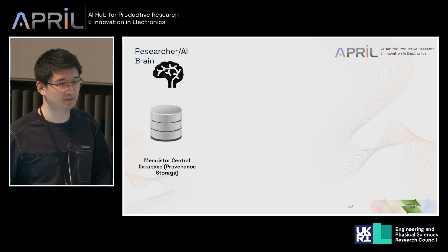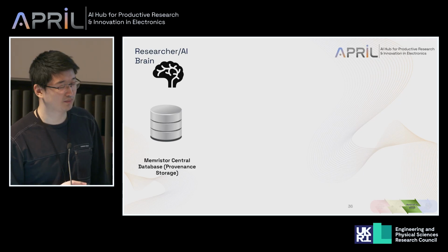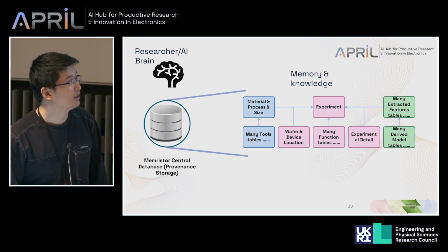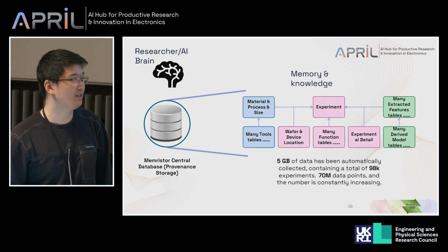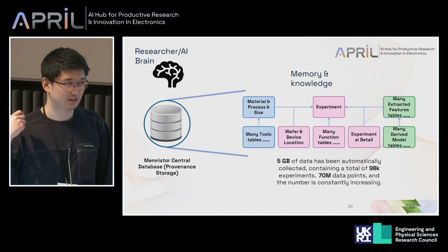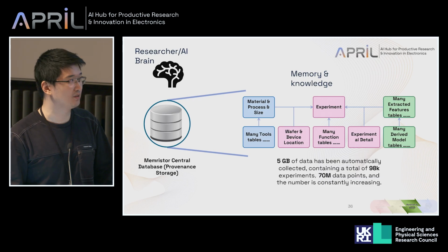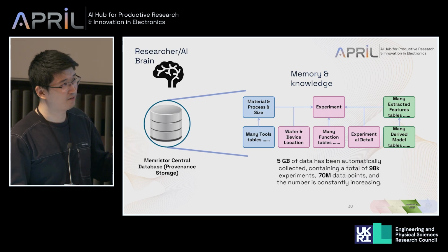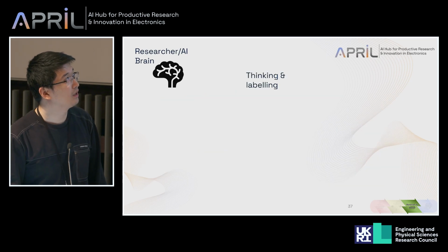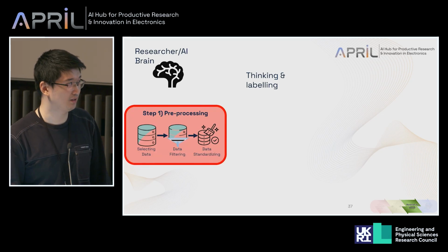All this information will be automatically and simultaneously collected into a single provenance-aware database with a structure like this. So far, we have collected about 98,000 experiments, and it's continuously collecting in the lab, 5 GB of data. This builds the foundation for the cross-stage analysis discovery.